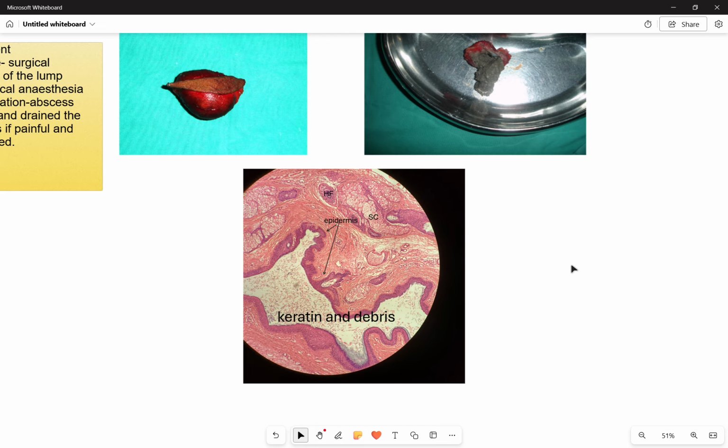So this is all about epidermal inclusion cyst, which is mistakenly labeled as sebaceous cyst. Inclusion dermoid cysts are much more common. Sebaceous cysts, true sebaceous cysts, are extremely rare.